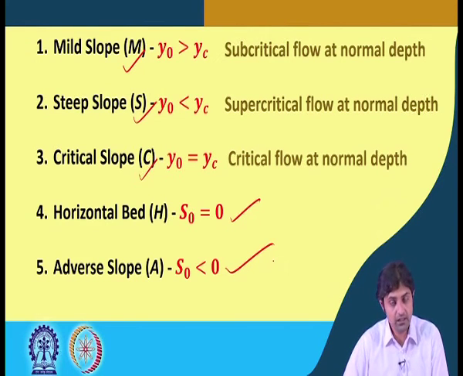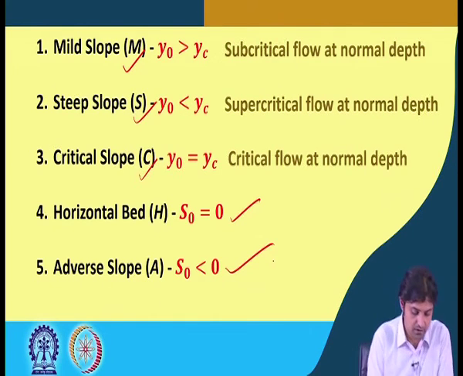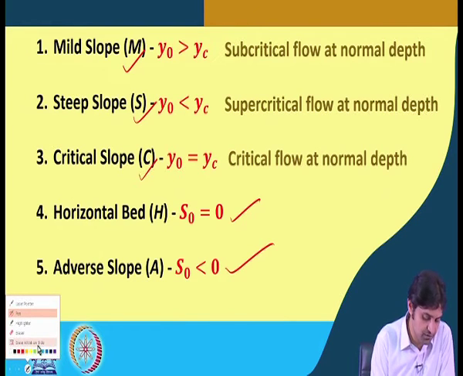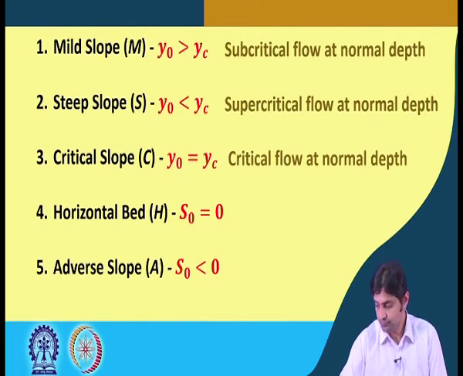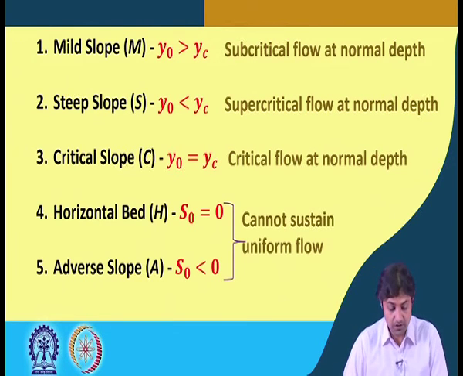The mild is where Y naught, the normal depth, is greater than the critical depth. Steep is when the normal depth is less than the critical depth. Horizontal bed is very clear, adverse slope is also very clear, and critical depth is the easiest one to remember. The horizontal bed and adverse slope cannot sustain uniform flow.